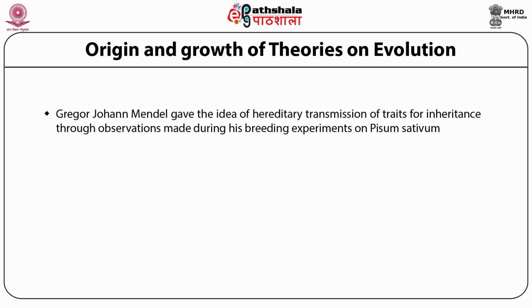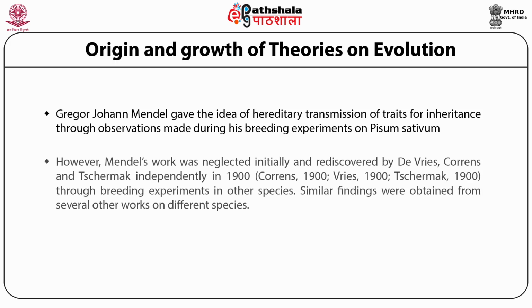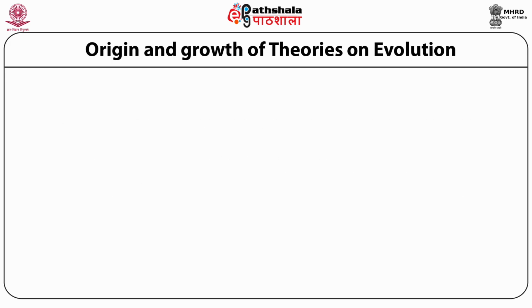Mendelian law of genetics laid the foundation for genetic research by giving a roadmap for the identification of phenotype as genetic features by following three patterns of inheritance. However, unfortunately, Mendel's work was neglected initially and rediscovered by De Vries, Correns, and Tschermak independently in 1900 through their breeding experiments on other species. So, we have three main theories of evolution.